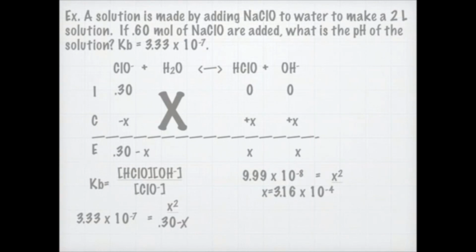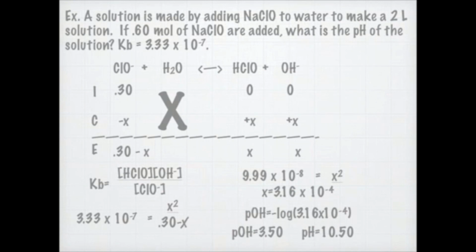I can now take the negative log of that and find my pOH, which is 3.50. What I now can do, finally, is take 14, subtract 3.50 from that, and that gives me my pH, which is 10.50. So while the salt questions might look totally different, they're the same as the weak acid or weak base problems, except for the fact that you need to determine what is acting like an acid or a base. So in this case, it was the hypochlorite ion that was acting as a base.